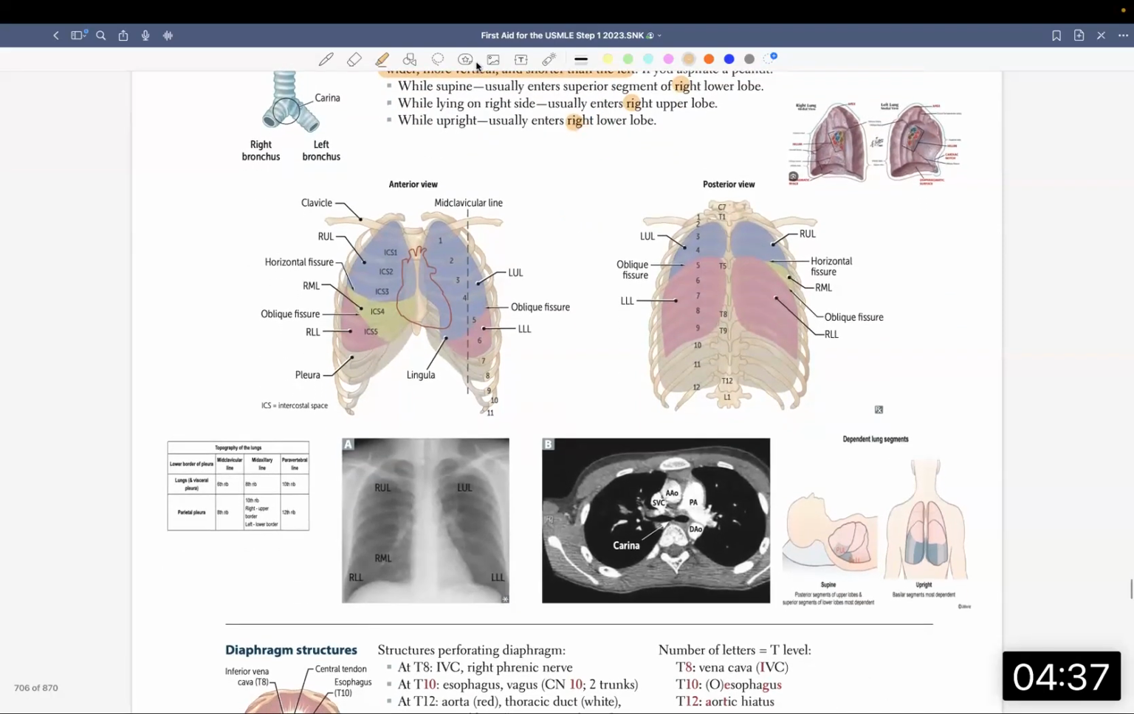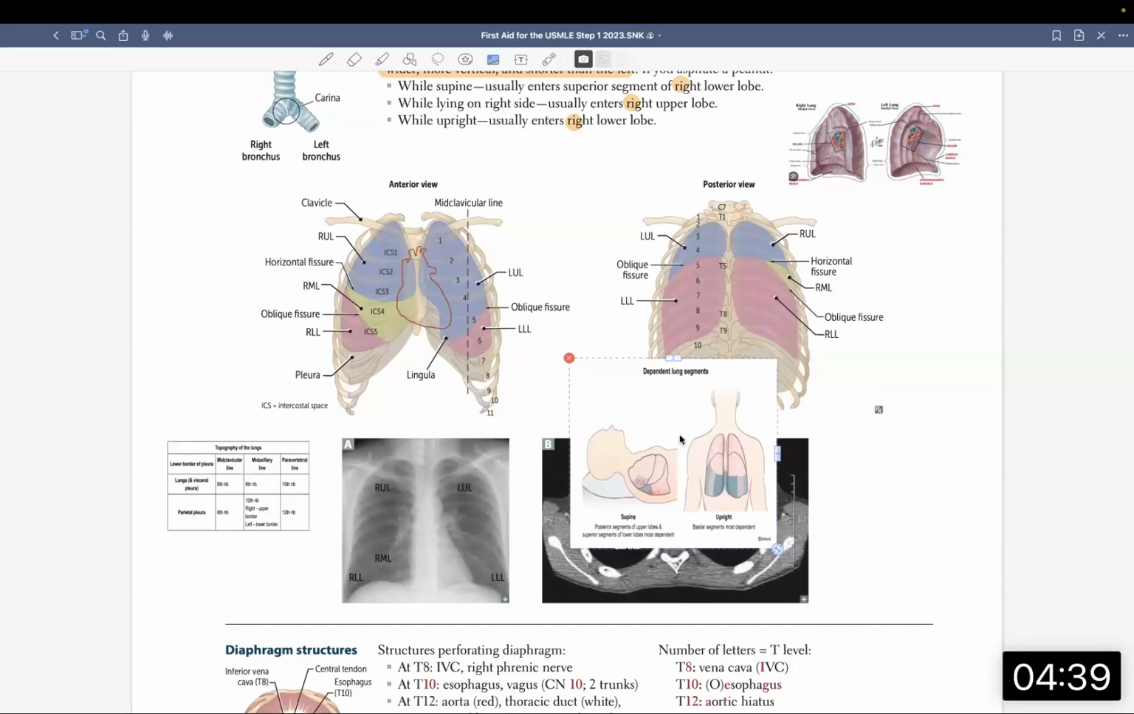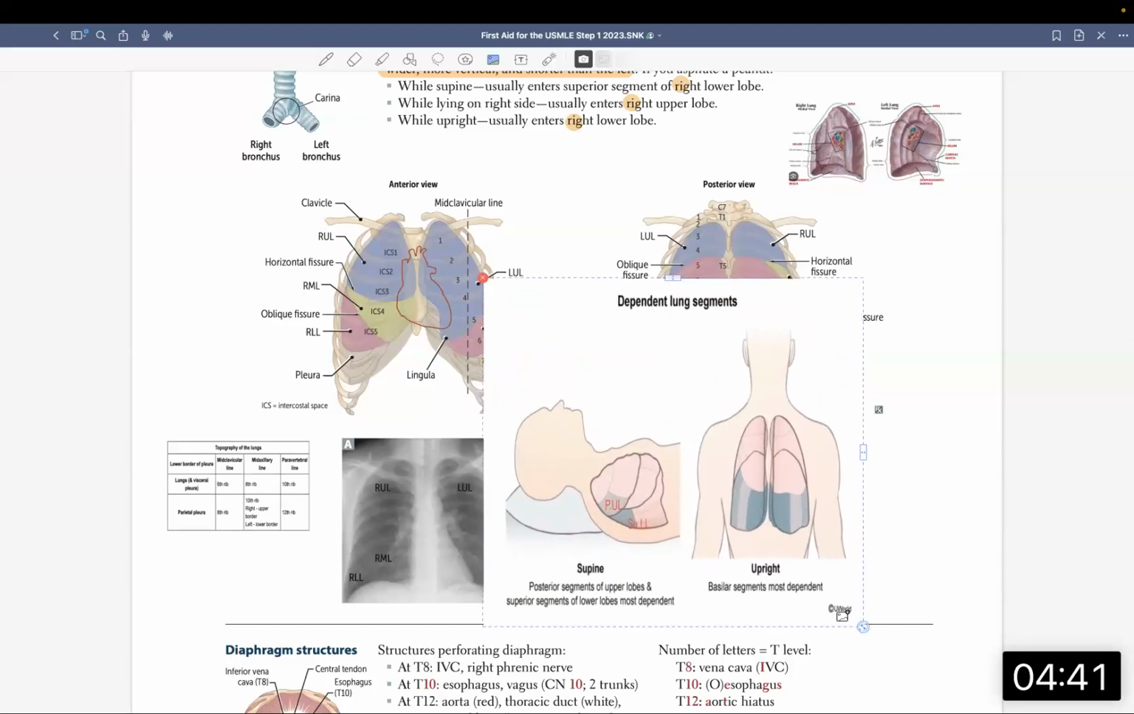So the more in-depth explanation was better with the UWorld image. When upright, it goes to the basilar segments, which are most dependent. In supine position, the posterior segment of the upper lobe and superior segment of the lower lobe. Posterior upper lobe, superior lower lobe. So PUL, SLL. Superior segment of lower lobe.